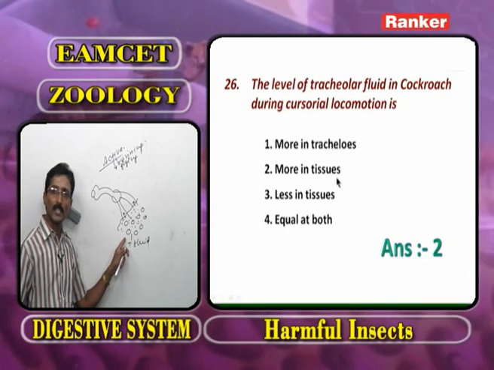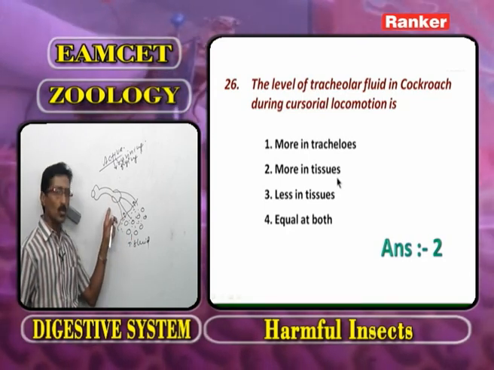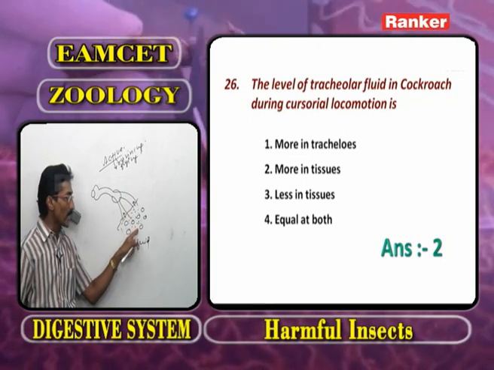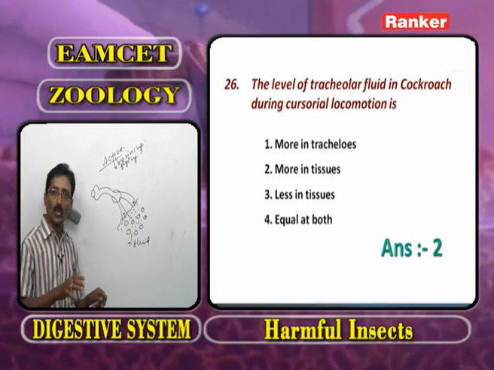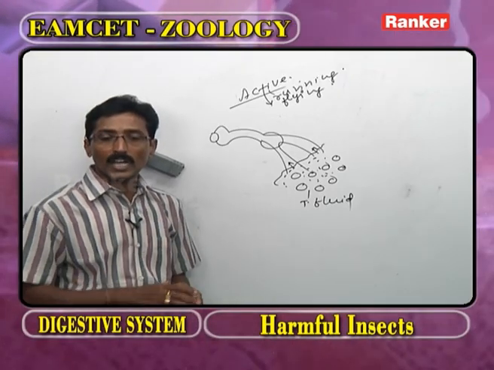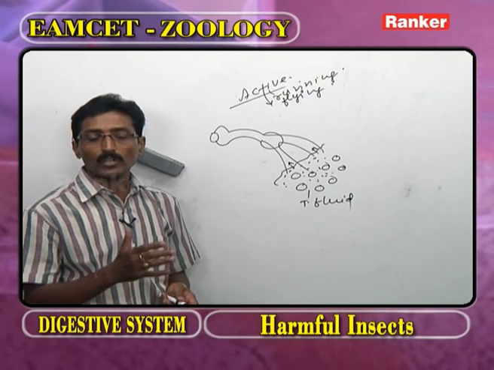Now you have to observe the diagram. Whenever the cockroach is active, the entire fluid from the tracheoles enters the tissues. So in the tissues, the tissue fluid is more. So the answer is the second. Now we go for the next question.